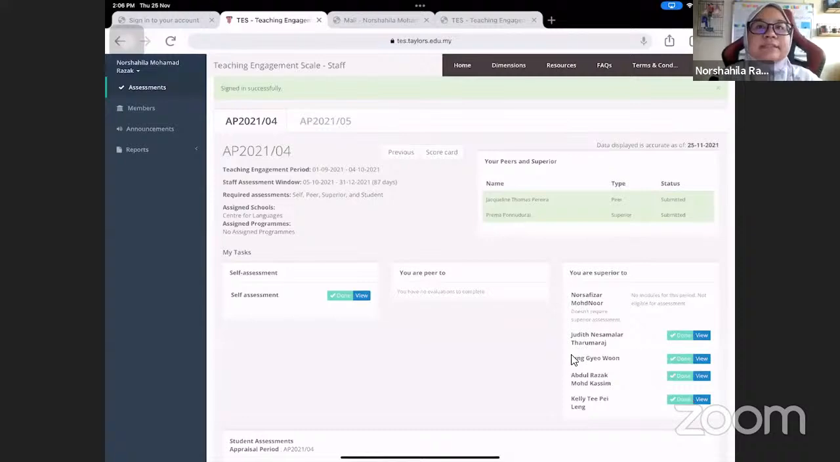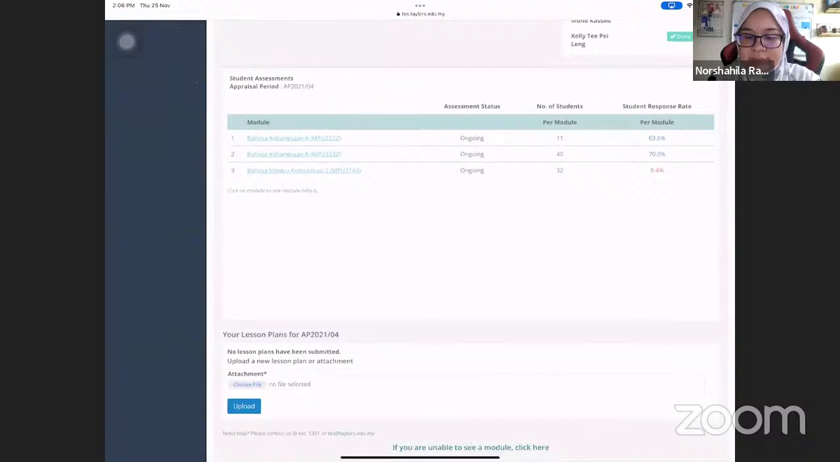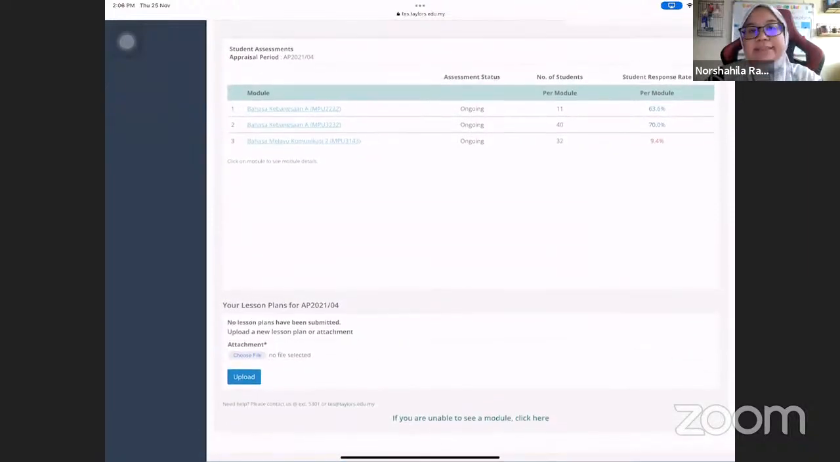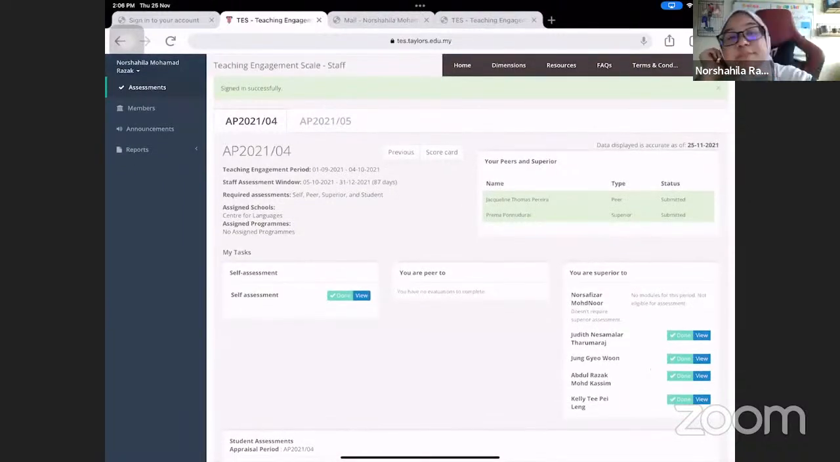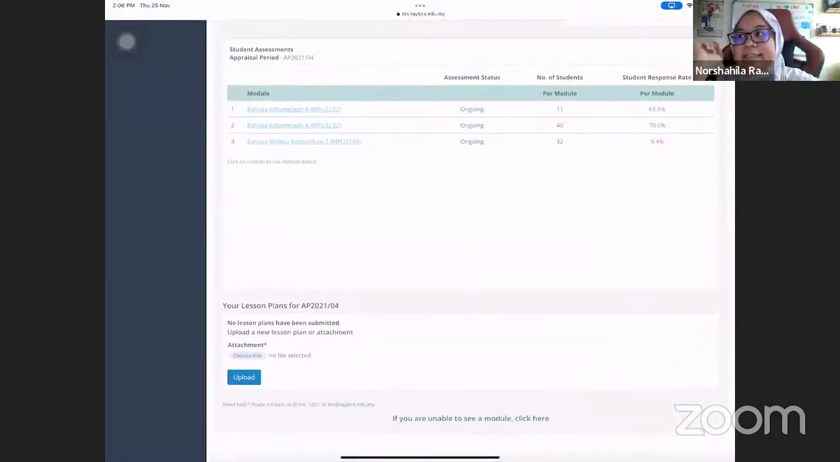Okay, so this is the TES. TES core, TES actually is a teaching engagement skill. If you can see here, teaching engagement skill. So this is what you need to do every semester in Taylor's University. As a student, you need to do TES to evaluate either modules and also program and lecturer.